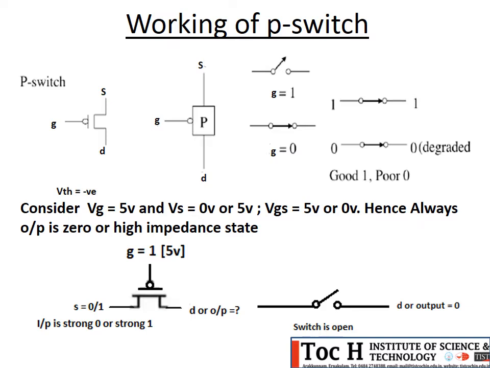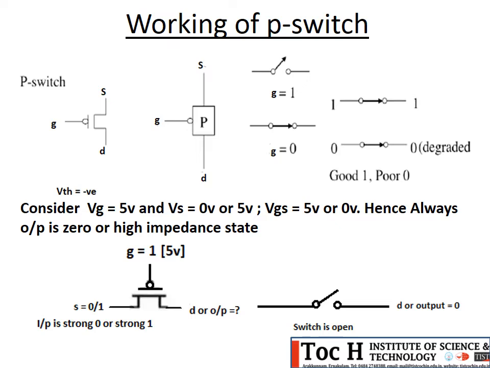So here, as we apply a gate voltage equal to 1, what happens? It will not get turned on. The switch will not get closed. And as we apply Vg equal to 0, the gate source voltage becomes negative and the switch will get closed. So for negative voltages, the P switch will get closed, and for positive voltages, the switch will be open.